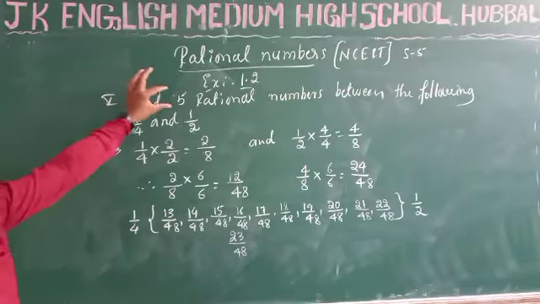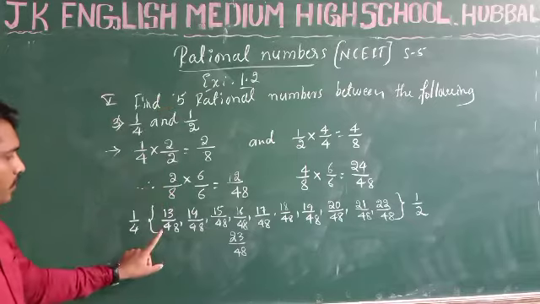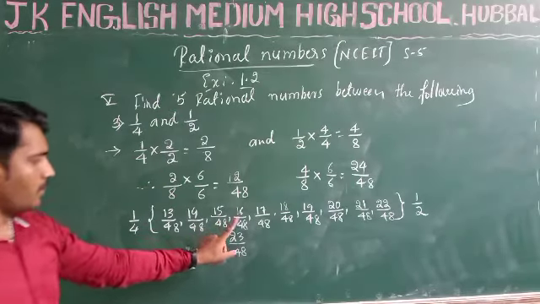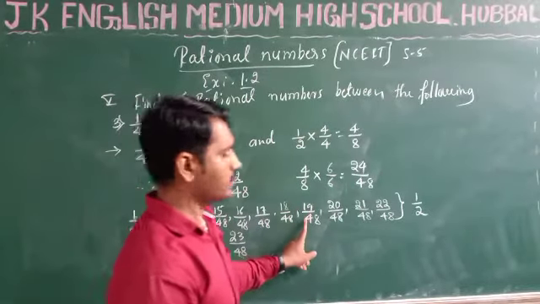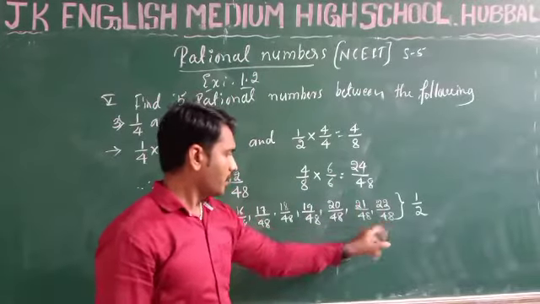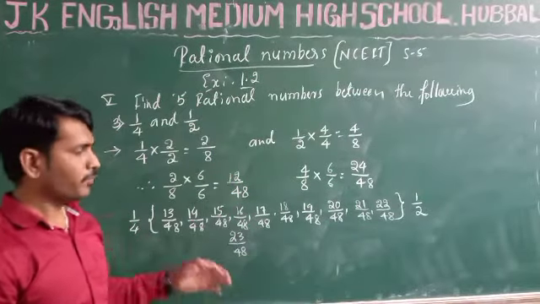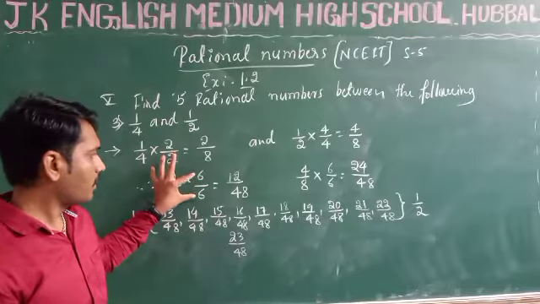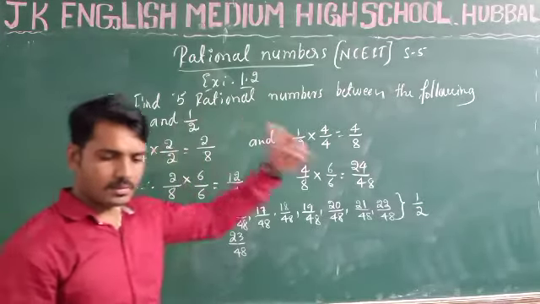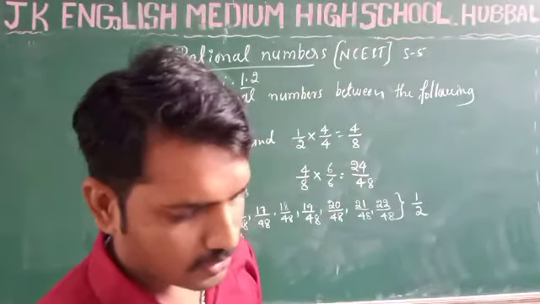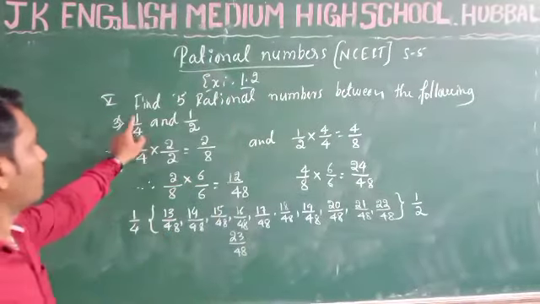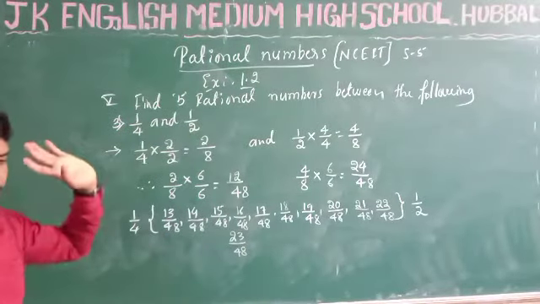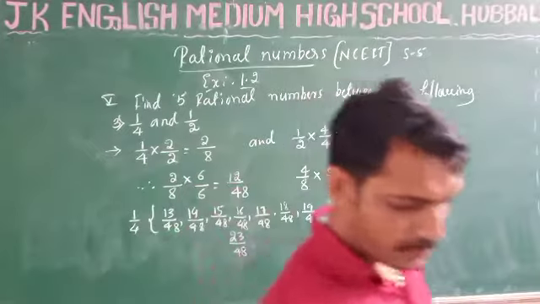How many does it ask for? It asks for only 5. We got 1, 2, 3, 4, 5, 6, 7, 8, 9, 10, 11 and more. If you still need more, you just multiply by larger numbers. We get the remaining rational numbers between 1 by 4 and 1 by 2. So just copy the answer.